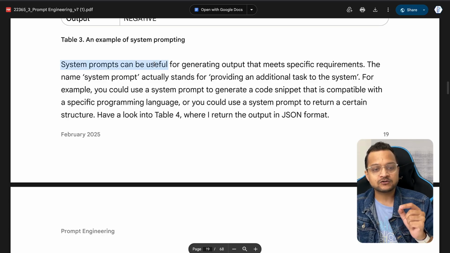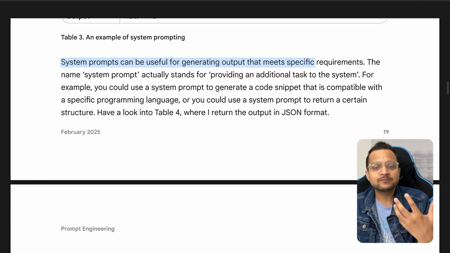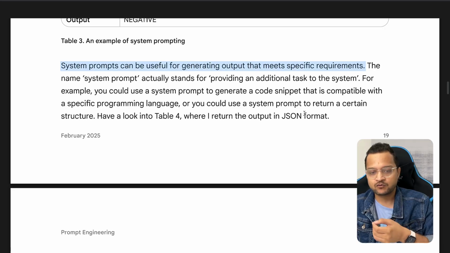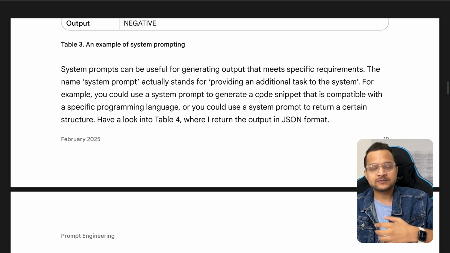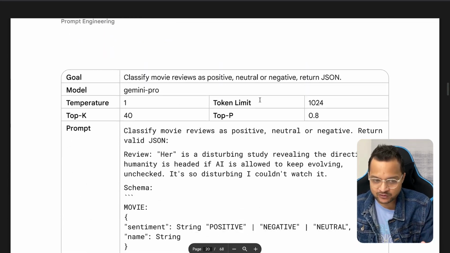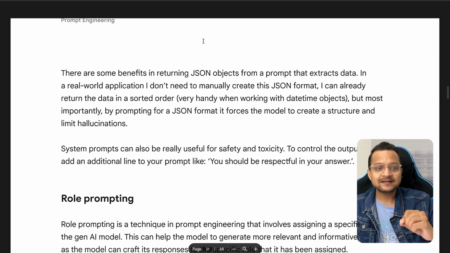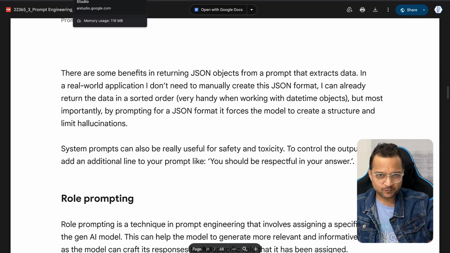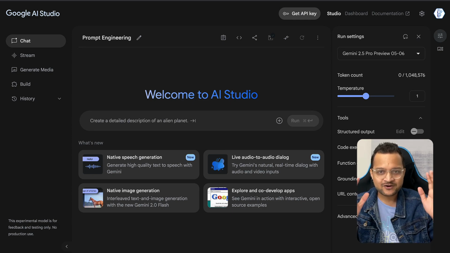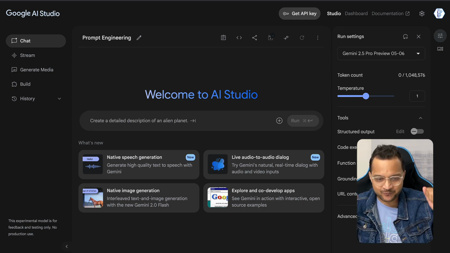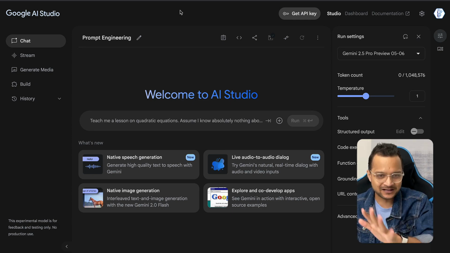A system prompt can be useful for generating output that meets a specific need. Maybe you want a JSON output, maybe you just want a different language always. So this is a really powerful thing. Let's see this in action, and this is going to blow your mind. So make sure you're keeping your mind and your breath in control, because this is really powerful.